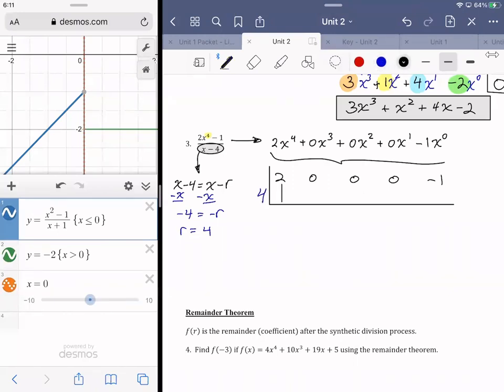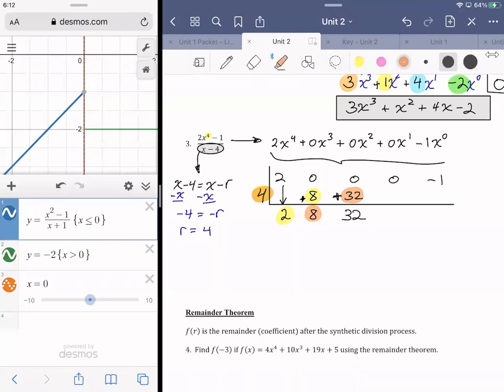All right, so I'm going to put the 4 on the outside. Then I'm going to bring down my coefficient here. I'm going to multiply it by the 4 on the outside, and that's going to give me an 8. Then I'm going to add. All right, so we're always adding down the columns. So 0 plus 8 gives you an 8. Then I'm going to multiply that number by the value on the outside. That's going to give me a 32. I'm going to add down that column, which is going to give me a 32.